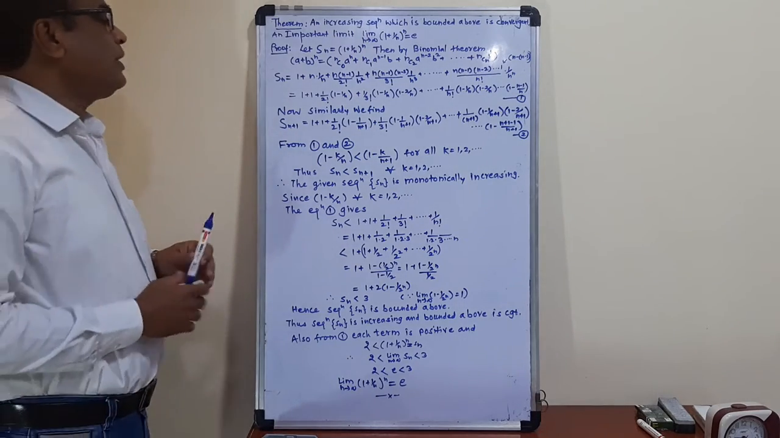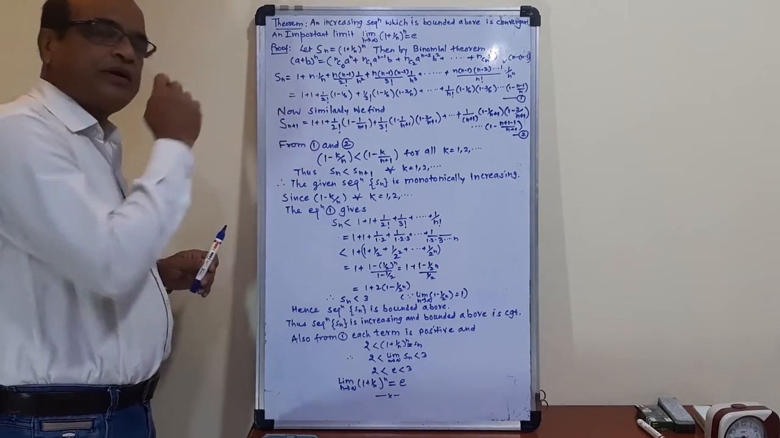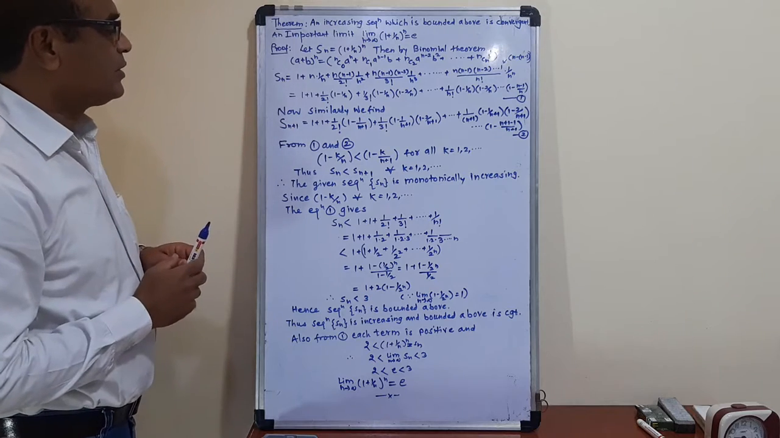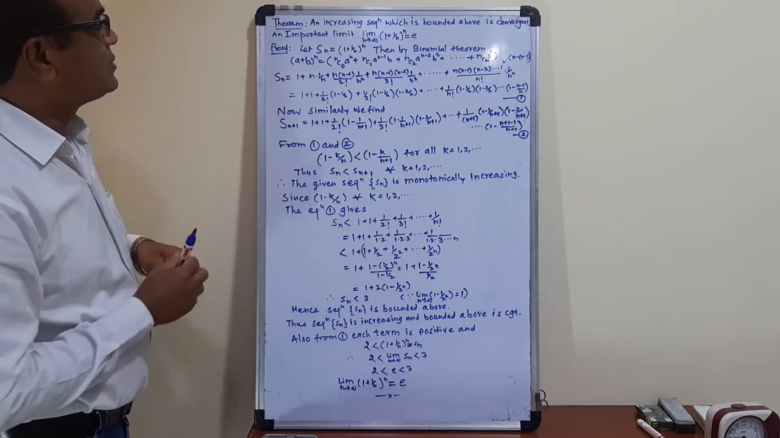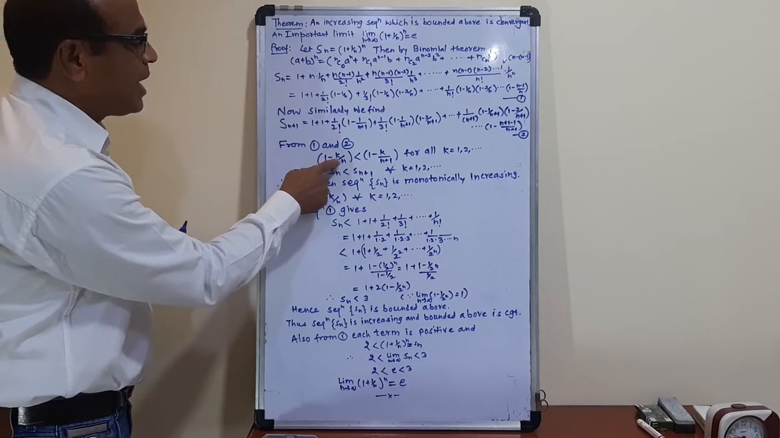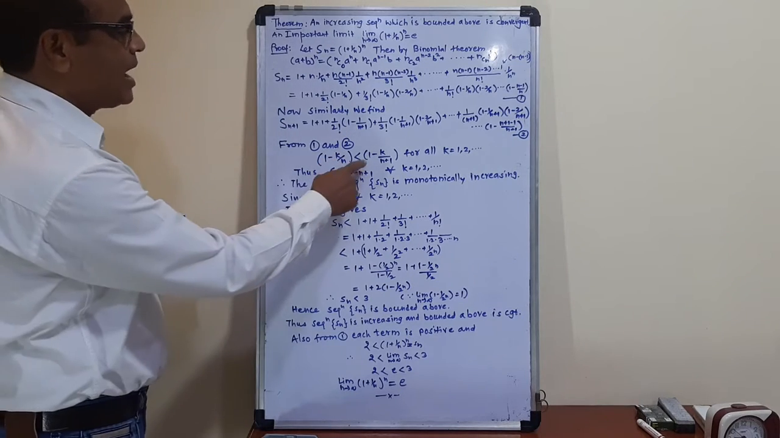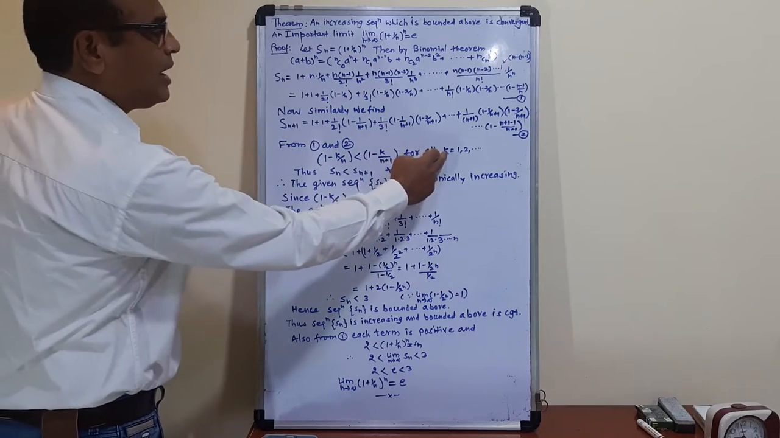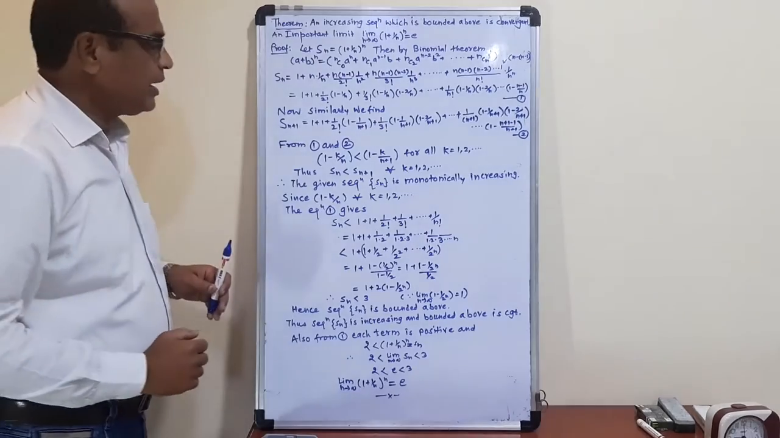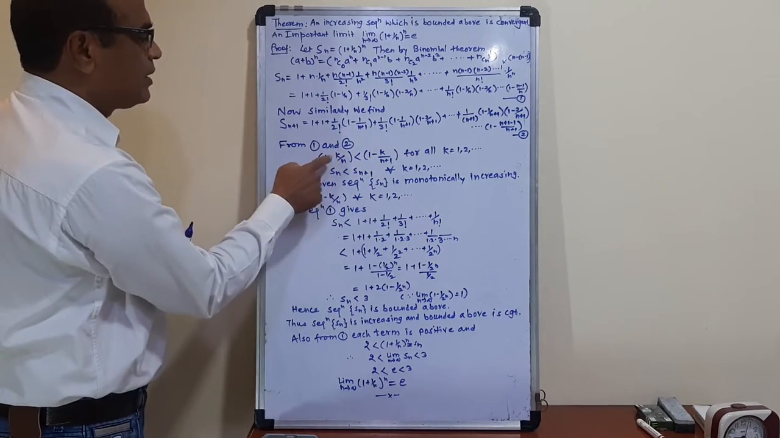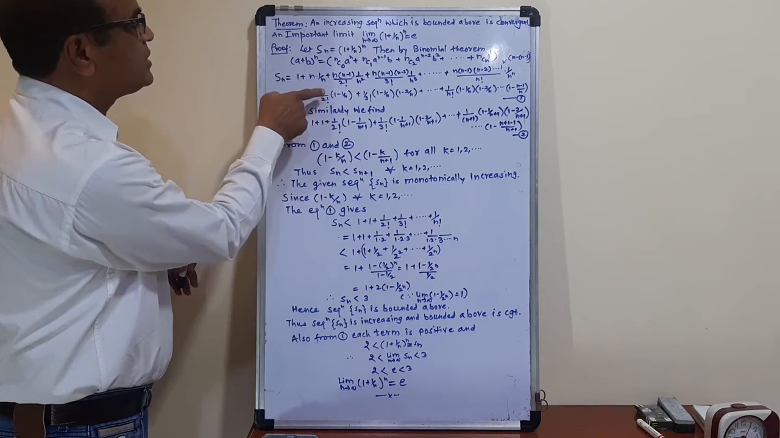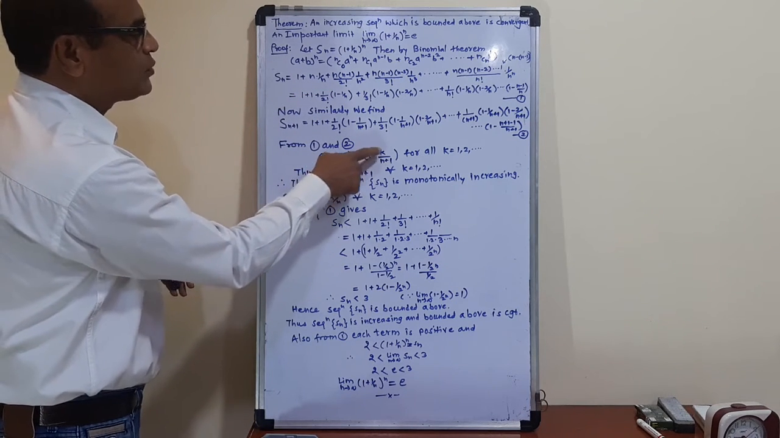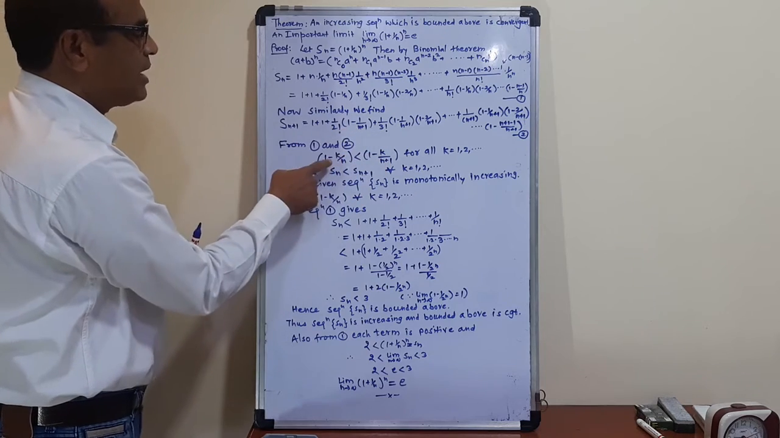Okay, so we compare Sn and Sn plus 1. So see here, what is this? 1 minus k upon n is less than 1 minus k upon n plus 1 for all k equal to 1, 2 and so on. Okay, for example, k is equal to 1: 1 minus 1 upon n. Put k is equal to 1: 1 minus 1 upon n plus 1.